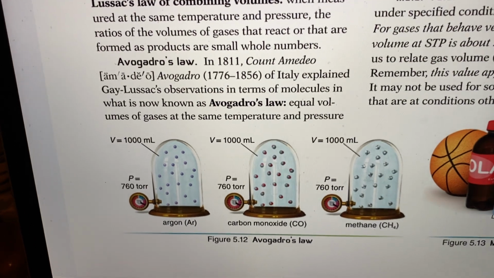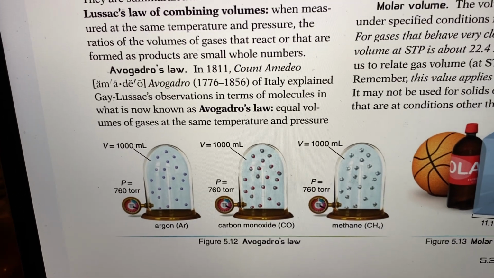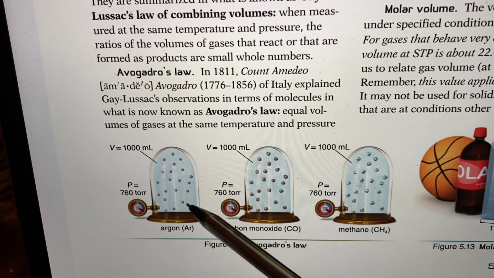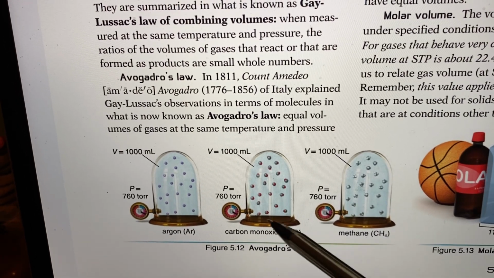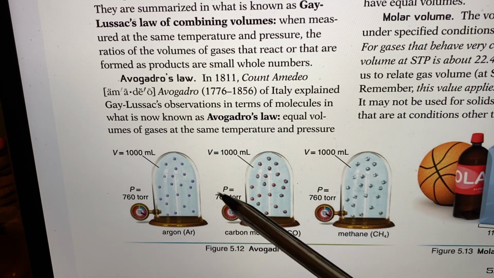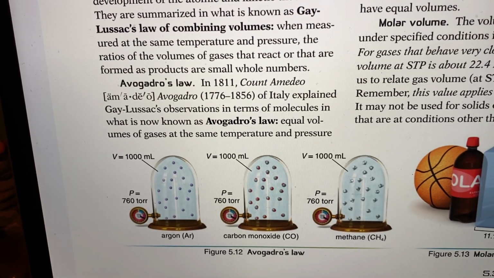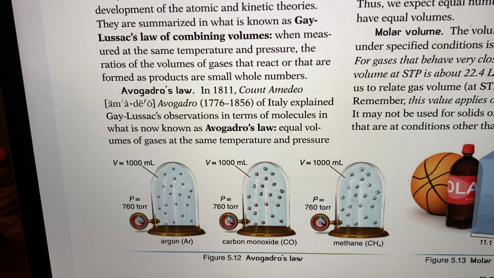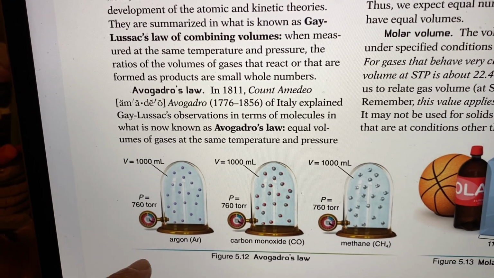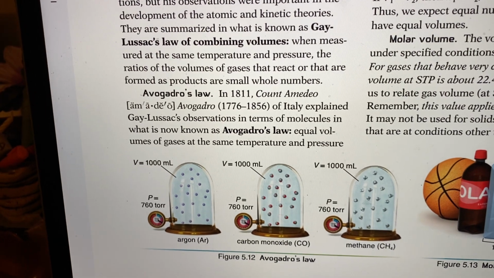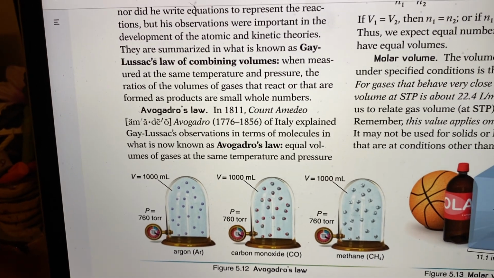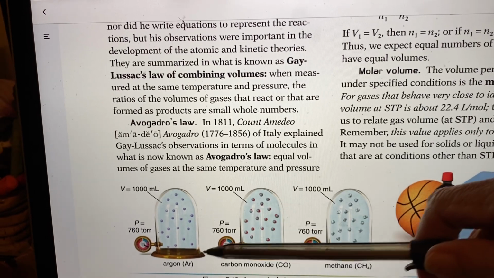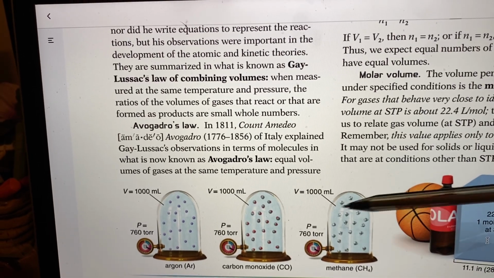The picture basically is saying we have a gas, argon, and it's at the pressure of 760 torr. They're all at the same pressure. And now the volumes, they're all the same volumes. But what about the molecules? Are the molecules the same? Well, we have 3 different types of molecules here. We have argon, we have carbon monoxide, and we have methane. Those are all different molecules. But if you count at that volume, these molecules, they're all going to be the same.